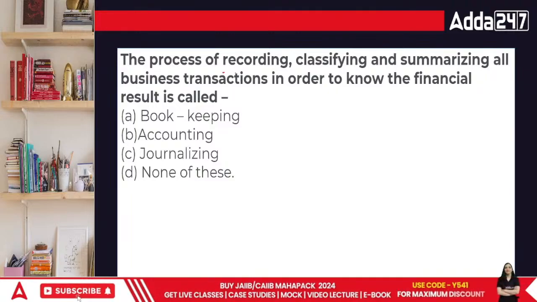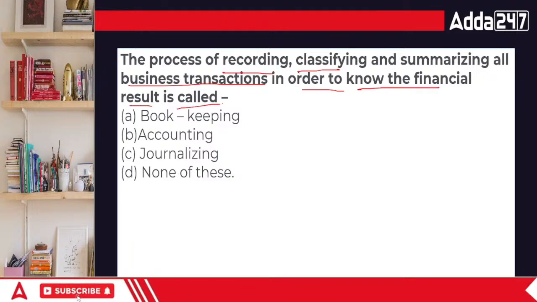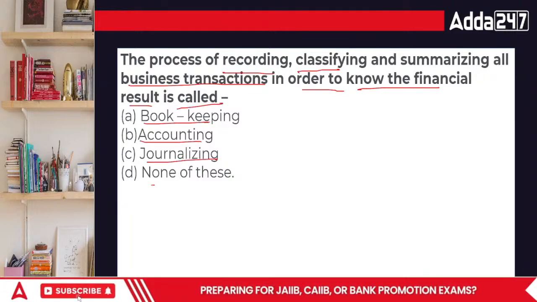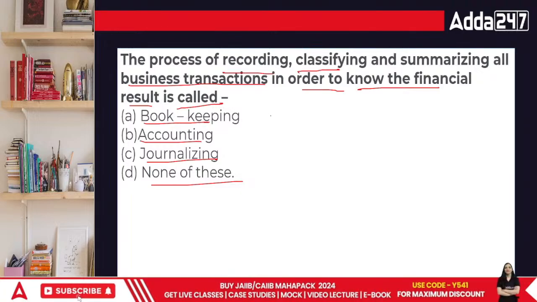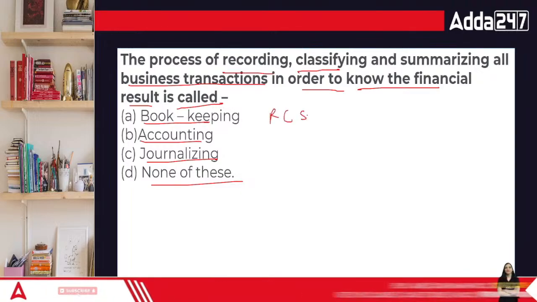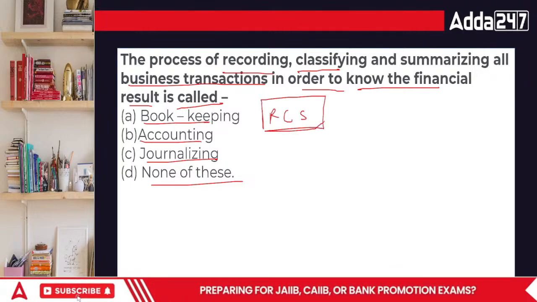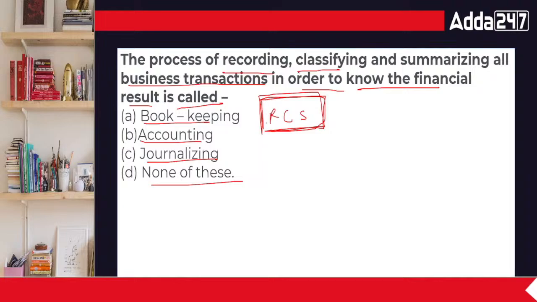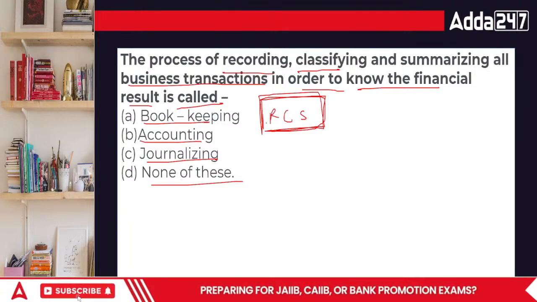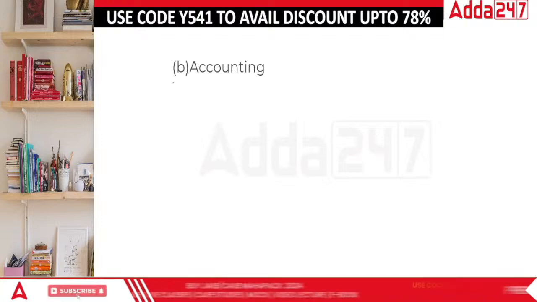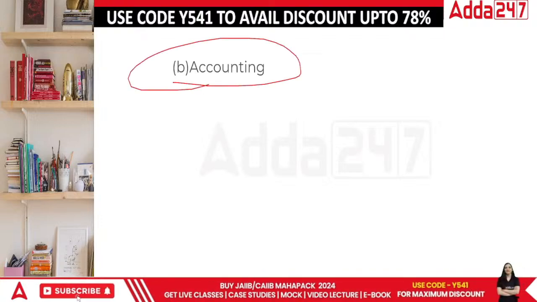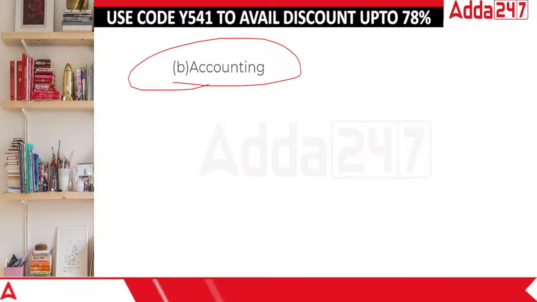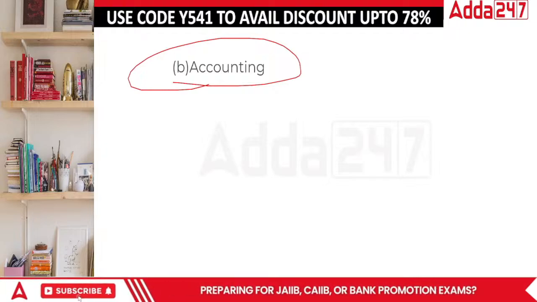Okay, the process of recording, classifying, and summarizing the business transactions in order to know the financial result is called bookkeeping, accounting, journalizing, or none of the above. We're talking about recording it, classifying it, and summarizing all the business transactions. We are just doing the first three parts, R, C, and S. This is neither bookkeeping nor journalizing, because we want to know the financial result as well. That is why it has to be called accounting. Right? This will also be called accounting.